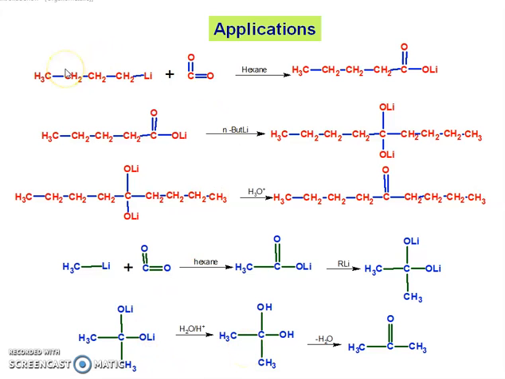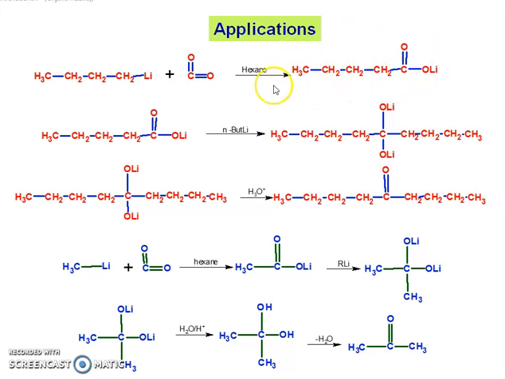So the first application is the preparation of di-N-butyl ketone. In the first reaction, N-butyl lithium is treated with carbon dioxide. Then this butyl group acts as a nucleophile and attacks the carbonyl carbon, and we get this type of intermediate.